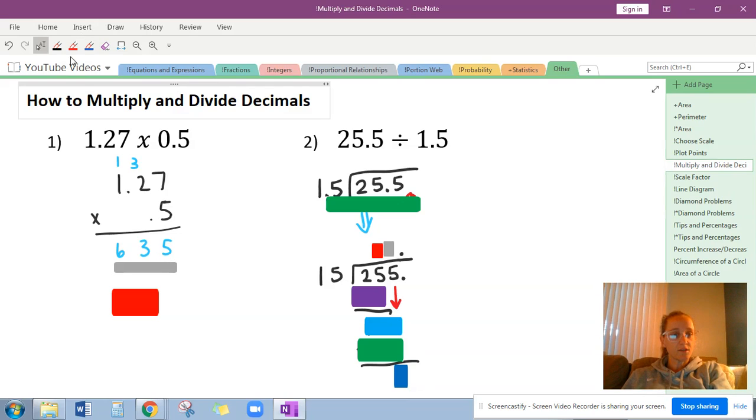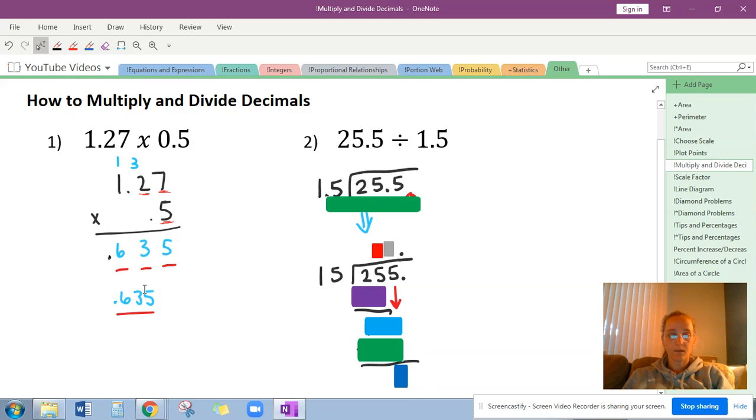But then the difference here is now I need to pay attention to how many numbers are behind the decimals. So because I have 1 decimal place, 2 decimal places, 3 decimal places, I know that my answer has to have 3 numbers behind the decimal. So I can see that there's 1, 2, 3 numbers behind the decimal, so my decimal is going to go right here. Okay, so every time you just count how many numbers are behind the decimal, that's how many go behind over here.